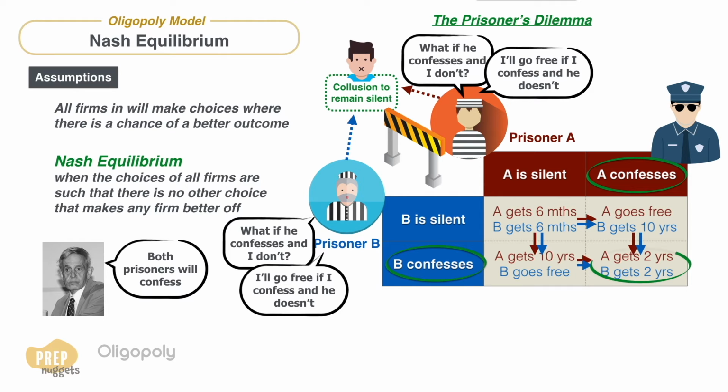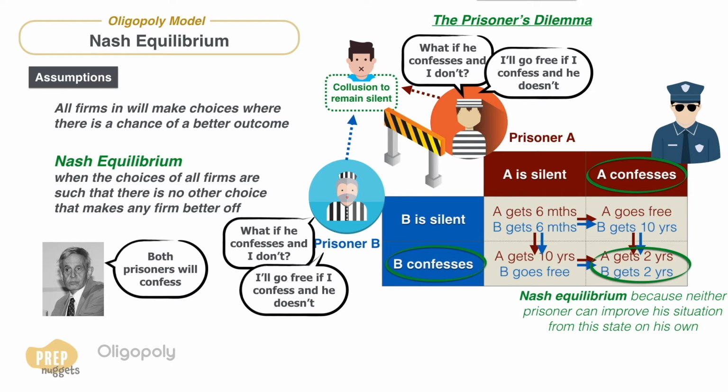This is the Nash equilibrium because neither prisoner can improve his situation from this state on his own. If either chooses to be silent, he'll be in a worse state and get 10 years.